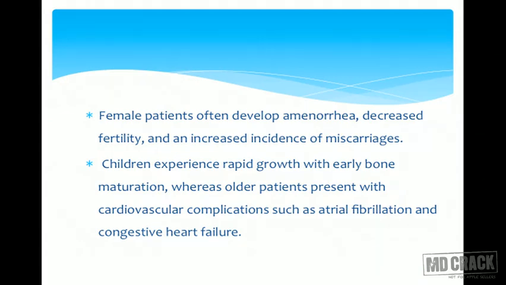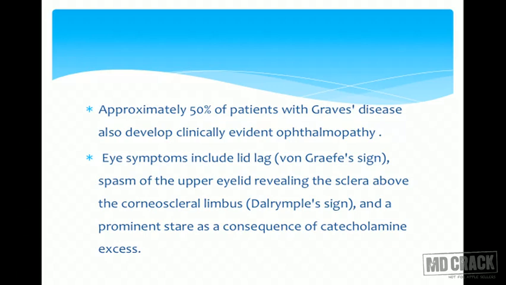Children experience rapid growth with early bone maturation, whereas older patients with cardiovascular complications may have atrial fibrillation and may develop congestive cardiac failure. Along with this systemic component of thyrotoxicosis, Graves' patients also have evident ophthalmopathy.